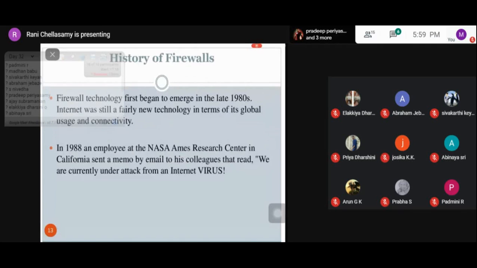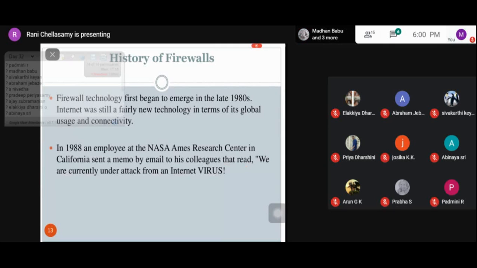So let's see the history of firewalls. First, firewall technology began to emerge in the 1980s, when the internet was still a new technology in terms of its global usage and connectivity. In 1988, an employee at the NASA Ames Research Center in California sent a memo by email to his colleagues that read, "We are currently under attack from the internet." That is, a virus had been spread.